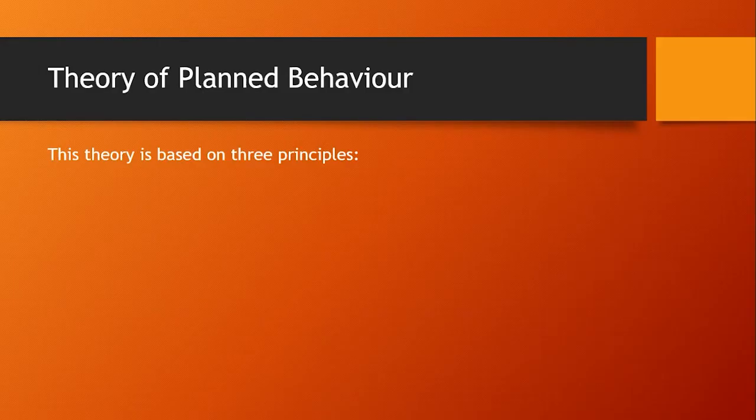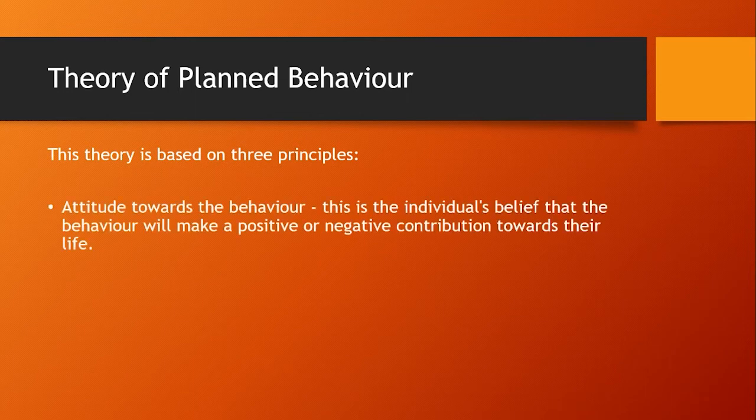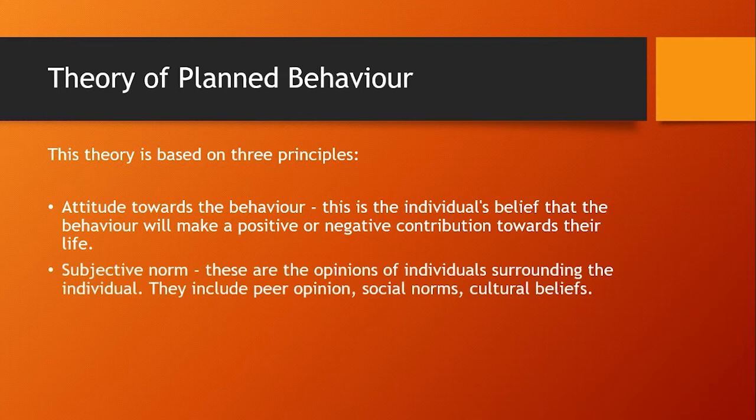This theory is based on the three principles I just mentioned. Attitude towards behavior is the individual's belief that the behavior will have a positive or negative contribution towards their life. The second is subjective norm. These are the opinions of the people surrounding that individual, for example their peer groups, the social norms, the cultural beliefs, their friends and family. Do they have a positive idea of what that person's behavior is going to be? If it's positive, it'll increase the intention.